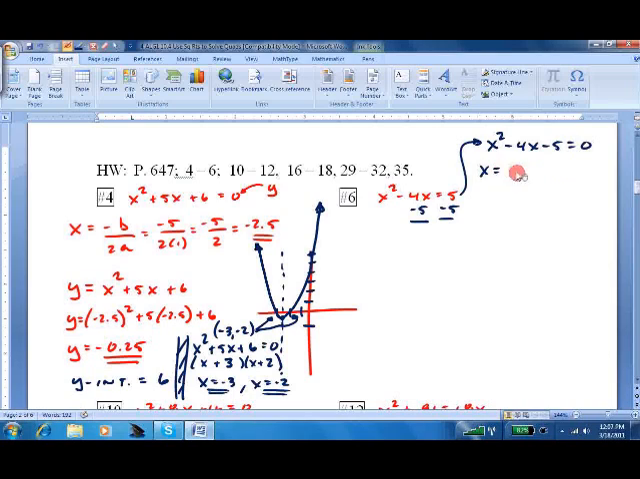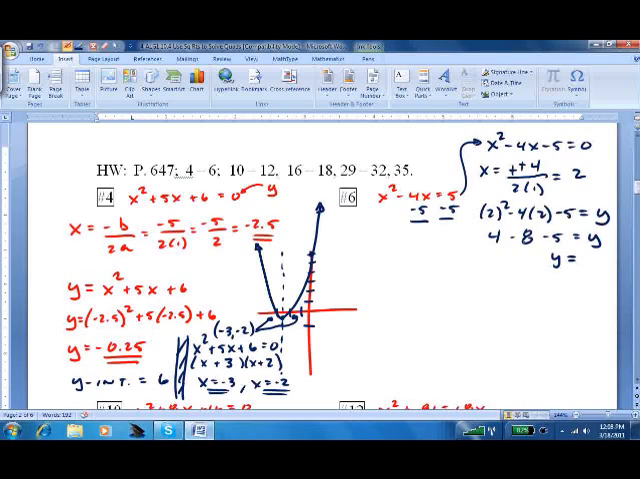Find the axis of symmetry. Negative b, which is negative 4, over 2 times 1, becomes positive, equals 2. Plug it back in, we get 2 squared minus 4 times 2 minus 5 equals y. 4 minus 5 equals y. Y equals, excuse me, made another mistake.